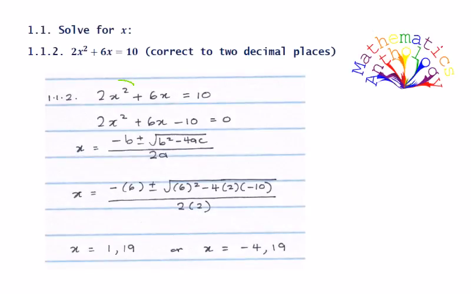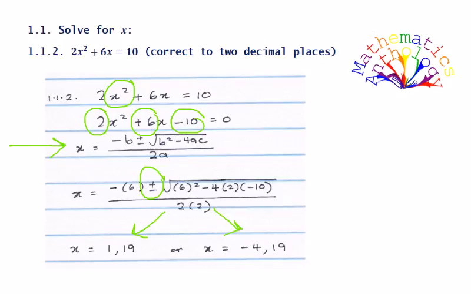Okay, the next one here, 1.1.2. Solve for x again. You're given 2x squared plus 6x equals 10. Here they're asking you to solve this correct to 2 decimal places. Now again here, you'll notice that your x squared term is your highest power, the 2x squared term. So because x squared is your highest power, again this is a quadratic equation, so you can either use the cross method or the quadratic formula.